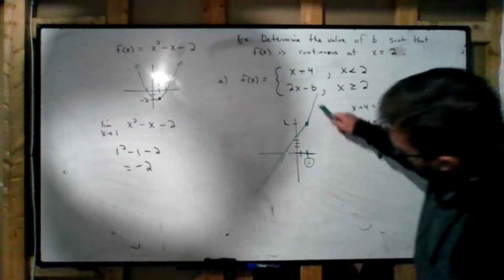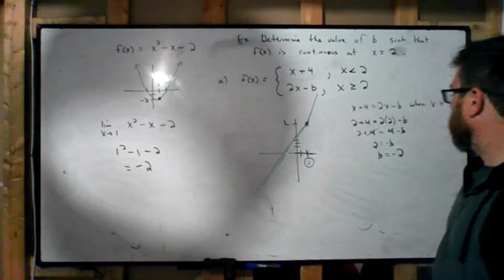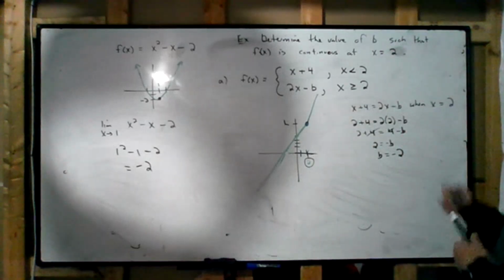You can see if I was going to continue that graph, it would actually hit negative 2. It's pretty good. So this is that b value. That's our answer.